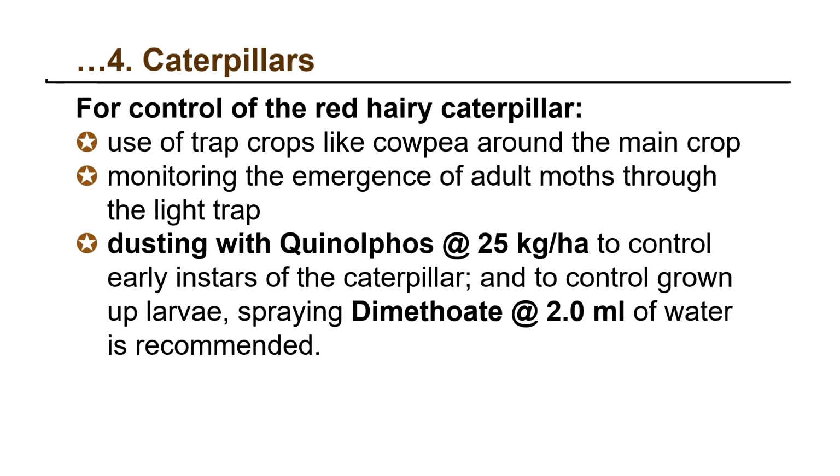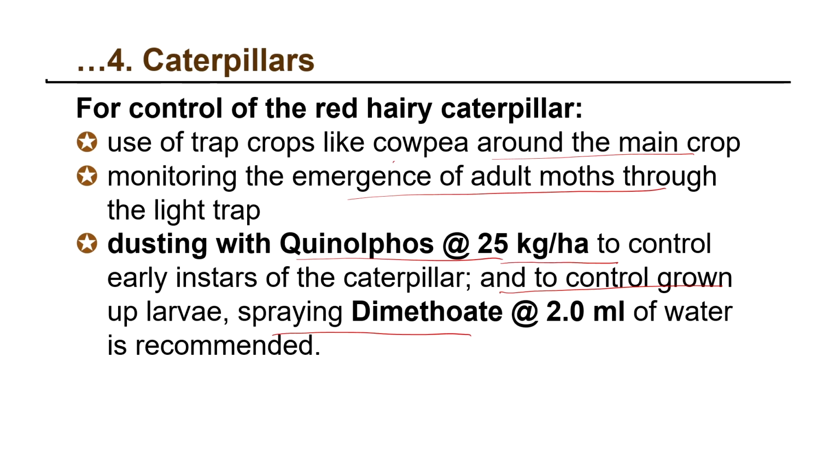And then for control of red hairy caterpillar, use trap crops like cowpea around the main crop, monitor the emergence of adult moth through the light trap, and dust with quinalphos at the rate of 25 kg per hectare to control early instar of the caterpillar. To control grown up larvae, spraying of dimethoate at the rate of 2 ml per liter of water is recommended.